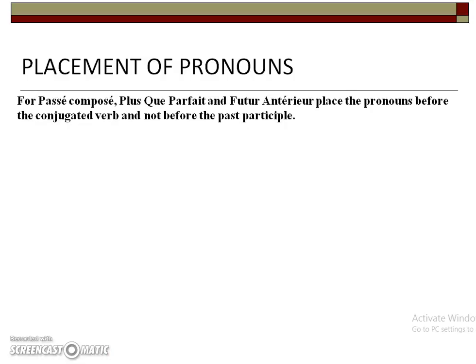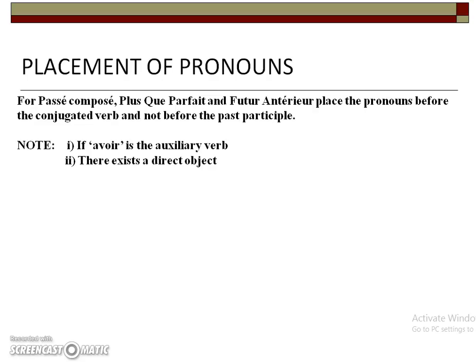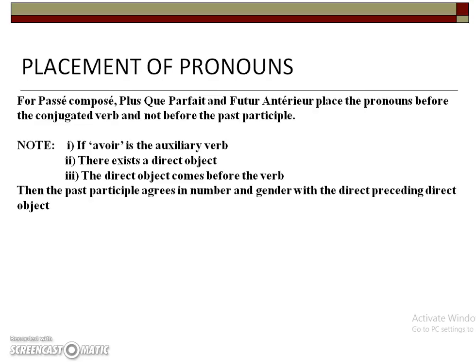For passé composé, plus-que-parfait and futur antérieur, we place the pronouns before the conjugated verb and not before the past participle. Note, if avoir is the auxiliary verb, there exists a direct object, and the direct object comes before the verb, then the past participle agrees in number and gender with the preceding direct object. Example, I spoke to my friend. I spoke to him, which is an indirect object. So your answer would be je lui ai parlé. We place the pronouns before the conjugated verb and not before the past participle.